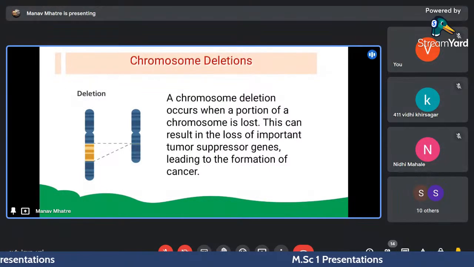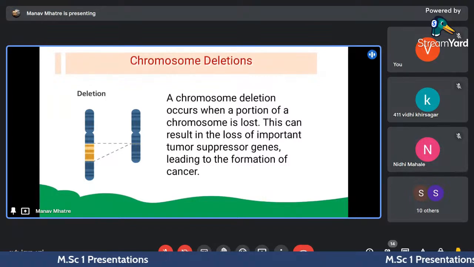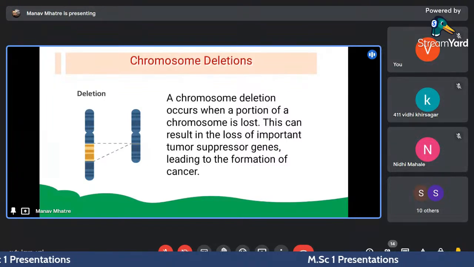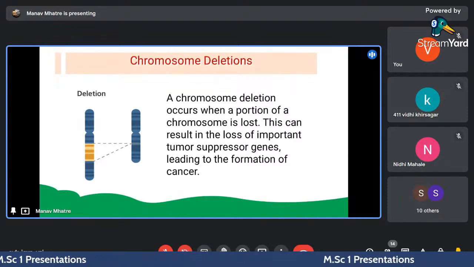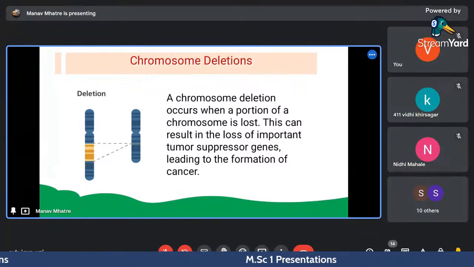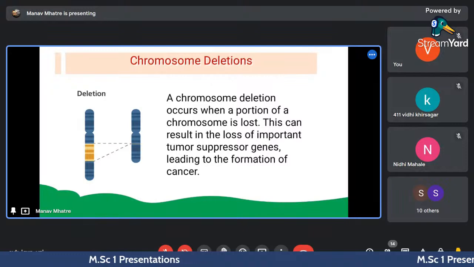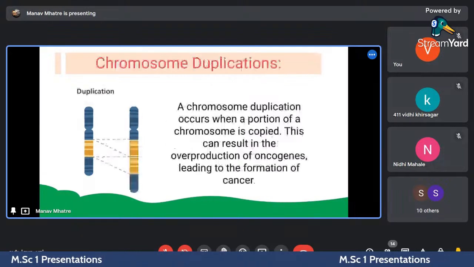So the third one is chromosome deletion. Deletion occurs when a portion of a chromosome is lost. It means one part of the chromosome is removed. This can result in loss of important tumor suppressor genes, leading to formation of cancer. It means any important gene can be removed from the chromosome and it can lead to cancer.